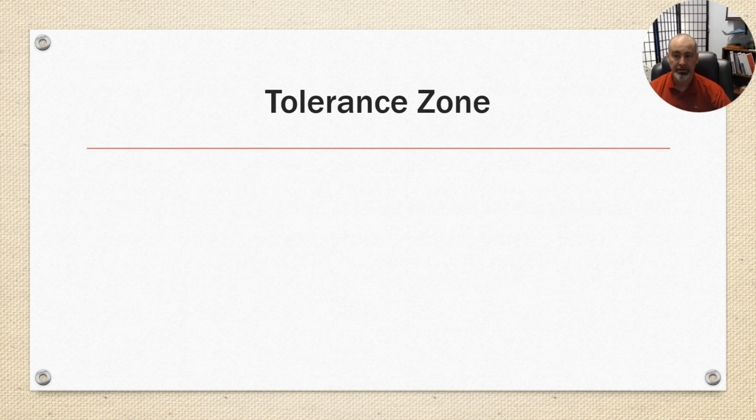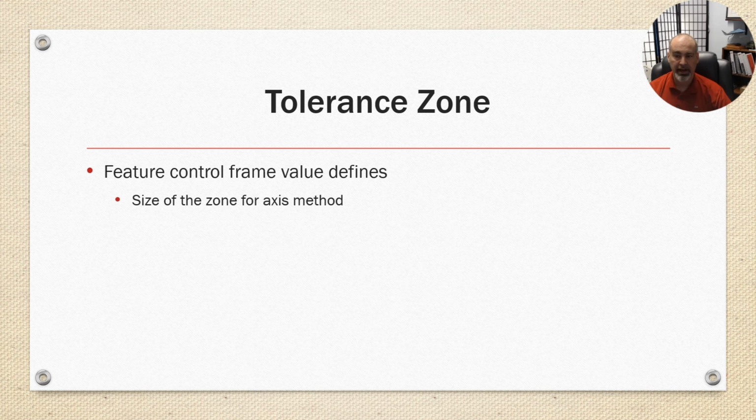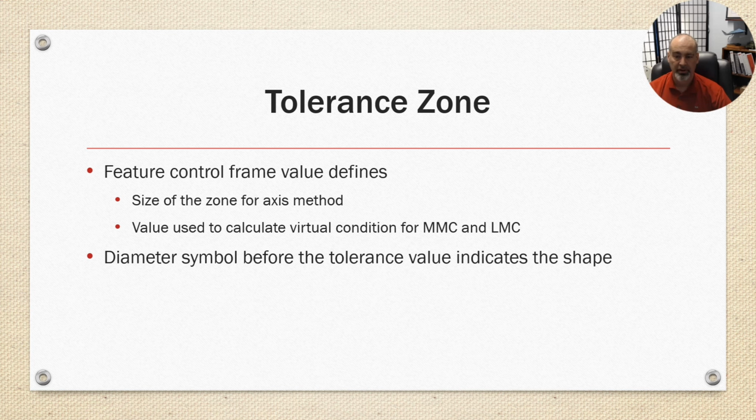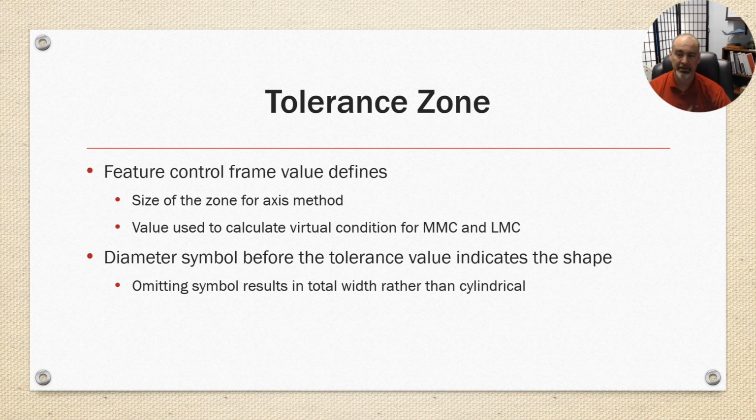Okay, a tolerance zone. The feature control frame value defines the size of the zone for the axis method. It is the value used to calculate the virtual condition for MMC and LMC. And the diameter symbol before the tolerance value indicates the shape. Omitting the symbol results in a total width rather than a cylindrical shape. So you can apply a position to, say, a slot, and you would omit the diameter symbol, and it's going to be implied that it's applying to its overall dimensions, however those are defined, with whatever basic dimensions are associated with that feature.